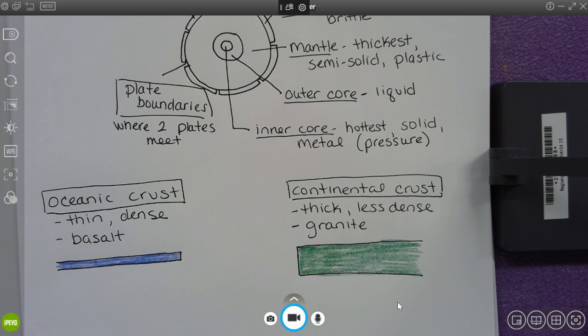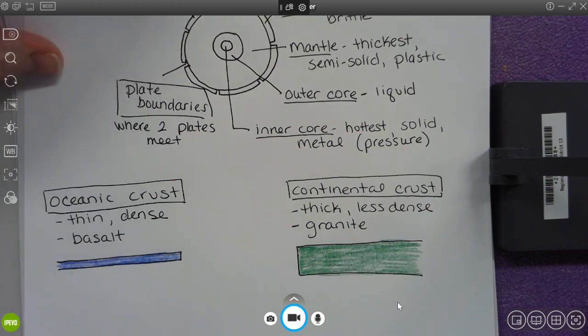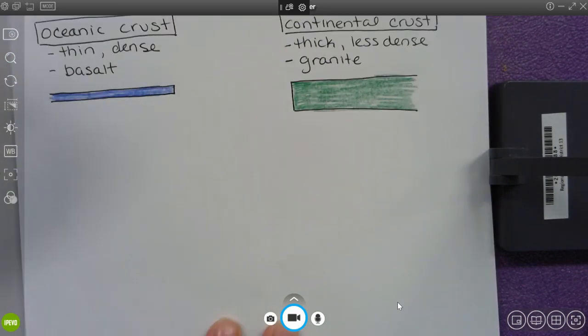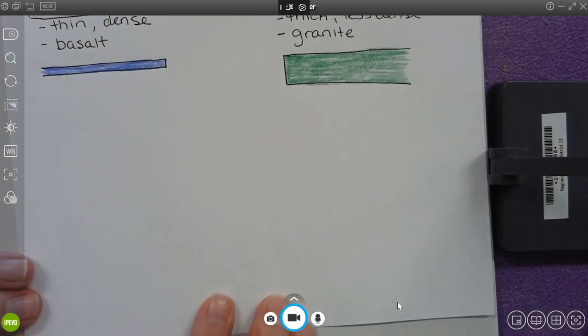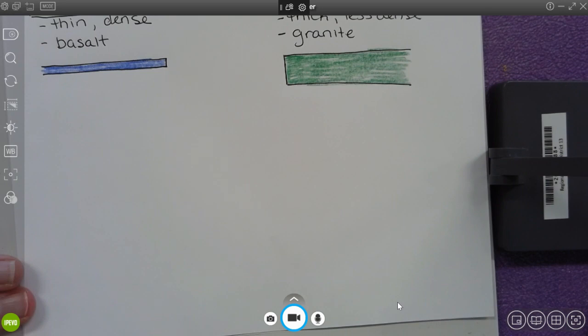All right, so moving on, we are going to start talking about our 3 types of plate boundaries, and I'm actually going to start with the transform boundary, and the reason I'm going to do that is because there's only one kind that we're going to talk about for the transform boundary, so I have just enough space here at the bottom to do that.